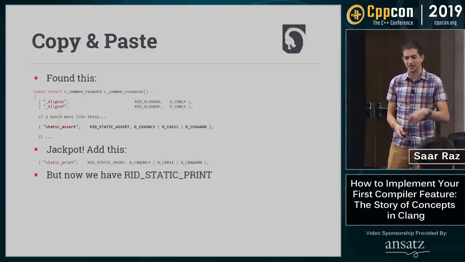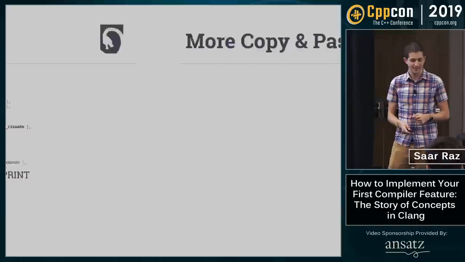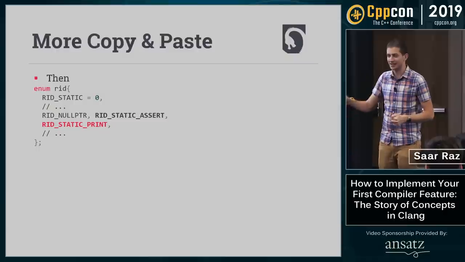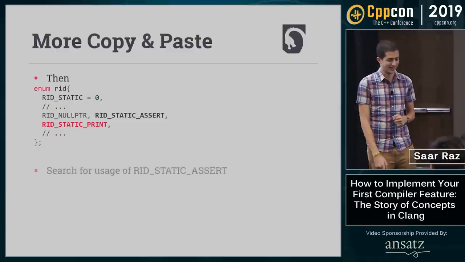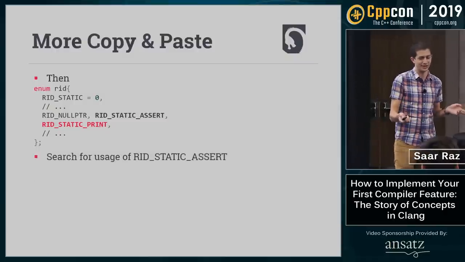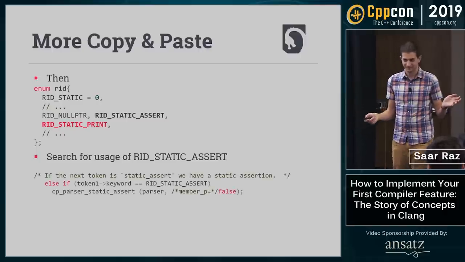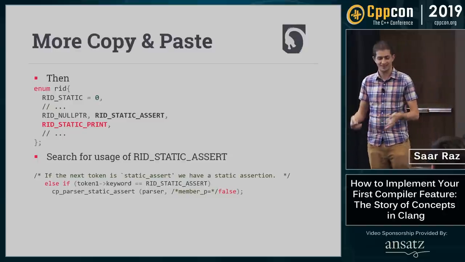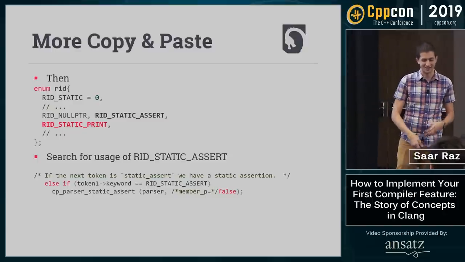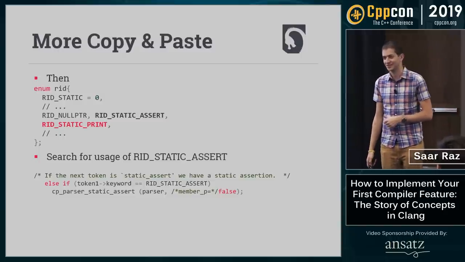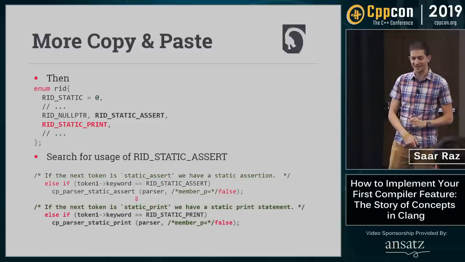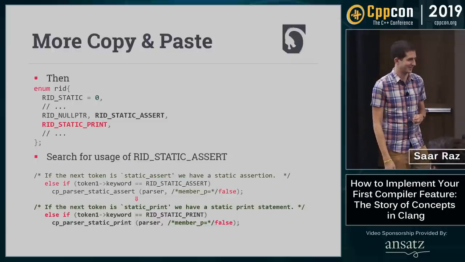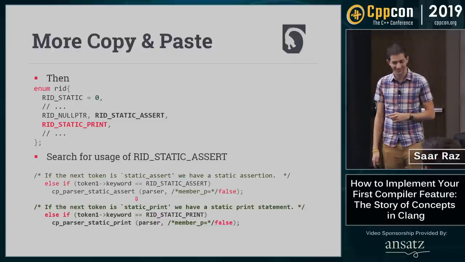And then I did this with RID static print, which I now needed to find. I found this enum listing RID static assert, and added an RID static print right after it. Then I searched for other uses of RID static assert, and I found this piece of code. If the next token is static assert, we have a static assertion. This if checks whether you have an RID static assert and calls cpparser static assert. So if the next token is static print, we have a static print statement, and call, of course, cpparser static print.